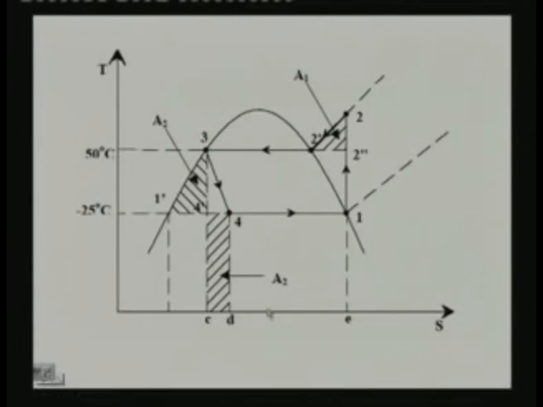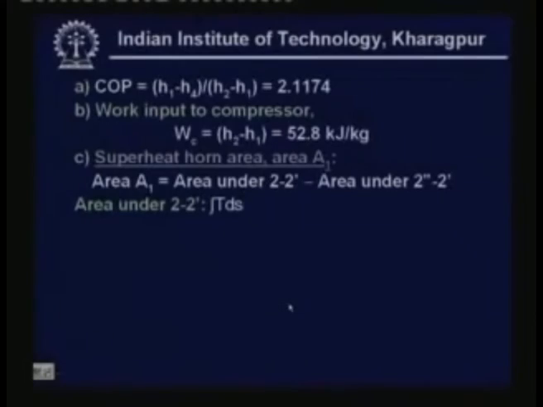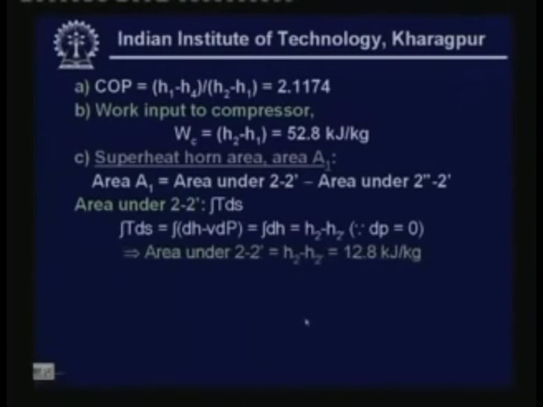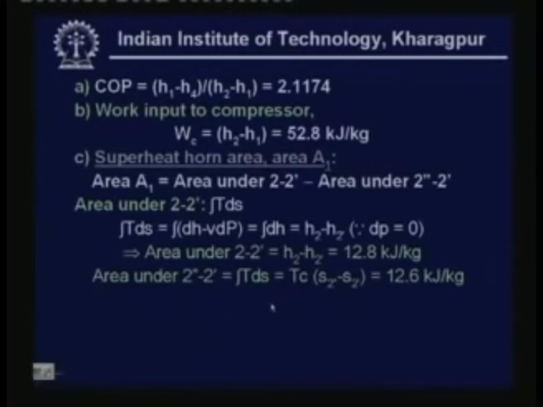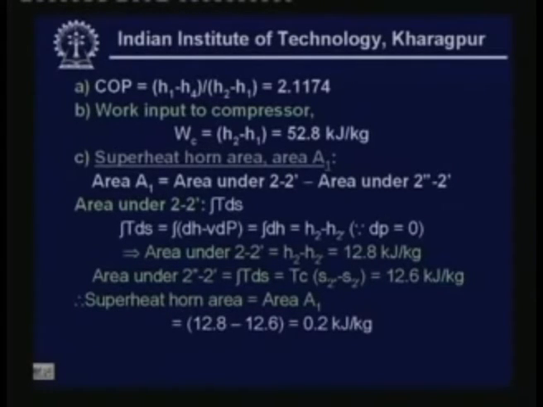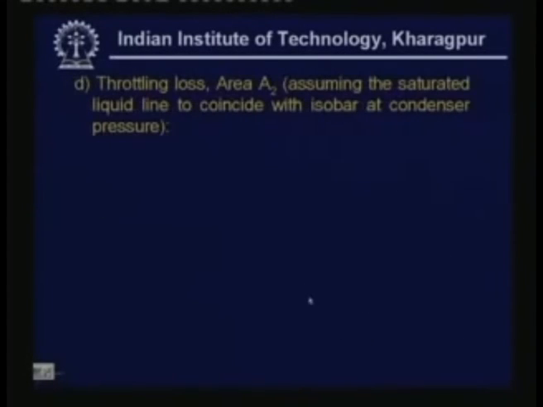So that is what is done here. I have explained this procedure, and if you substitute the values you find that the area under 2 dash is 12.8 kilojoule per kg, and the area under 2 double dash to 2 dash, which is the rectangular area, is found to be 12.6 kilojoule per kg. So from these two we find that the superheat horn area is equal to 12.8 minus 12.6, that is 0.2 kilojoule per kg. Now let us find out the throttling area.